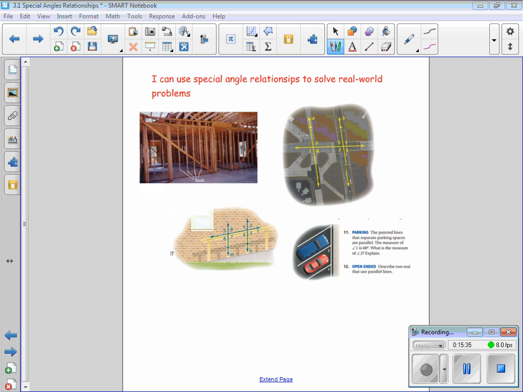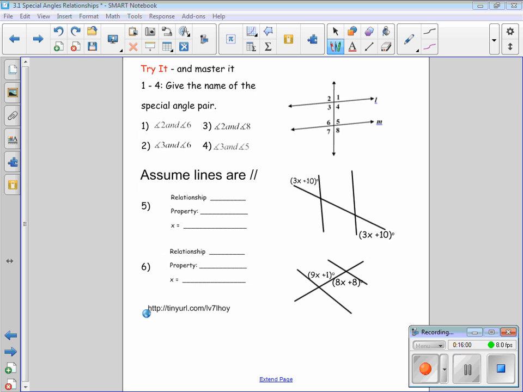Just a quick view of some real world problems. It says I can use special angle relationships to solve real world problems. So when you look at these problems, you can see where parallel lines actually play an important part in construction and just all kinds of things. That one drawing over here is actually the airport, and you're looking at different angles and see if they'd actually work for an airplane to turn. And maybe the corner is just too sharp, and they would have to re-engineer the airport.